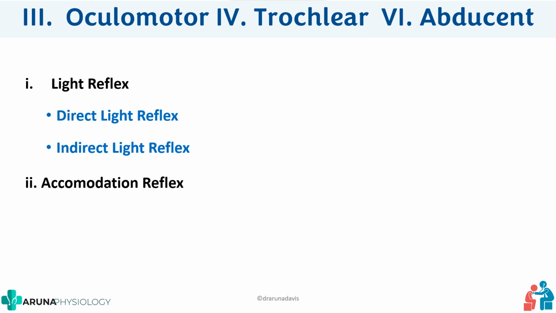Now the most important one is the pupillary reflexes. So what are the different pupillary reflexes? We've got two types of reflexes. One is the light reflex and the other is the accommodation reflex. In light reflex itself, we've got a direct light reflex and an indirect light reflex. So this is very important. We've got two pupillary reflexes: light reflex and accommodation reflex. In light reflex, we've got direct light reflex and indirect light reflex. So we'll see how to test each one of them.